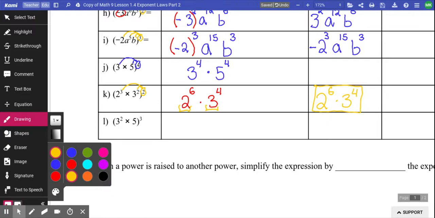Kind of like having different letters, right? If I have an X and a Y, I can't combine those. A 2 and a 3, I can't combine them. They stay separate. Yeah, Damon. Yeah, man.